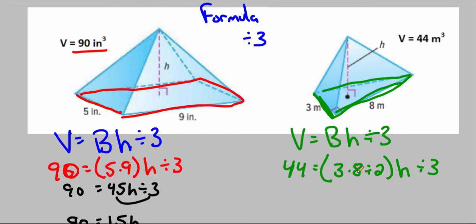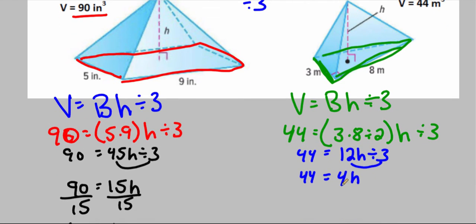So 3 times 8 is 24, divided by 2 is 12, times the height, divided by 3 is equal to 44. Then I do the math. 12 divided by 3 is 4, times the height is 44. So then you can kind of see where it's going to end up. I'm going to divide both sides by 4, and 11 meters is equal to my height. So I plug in what I know, I work it backwards, do whatever math I can, and then solve it like an equation. So my missing measurement is 11 meters.